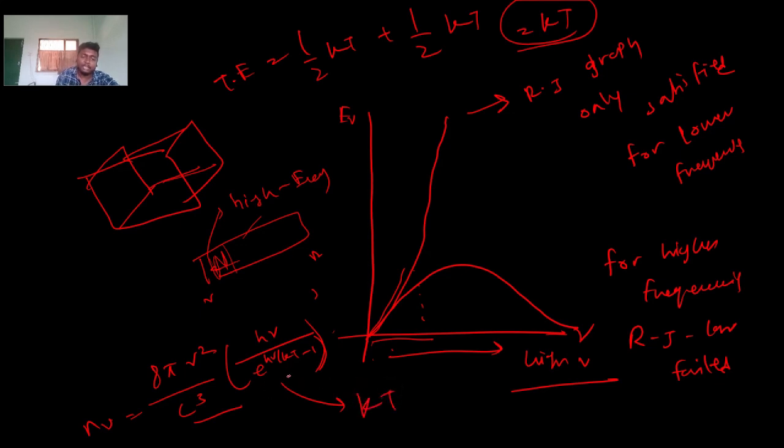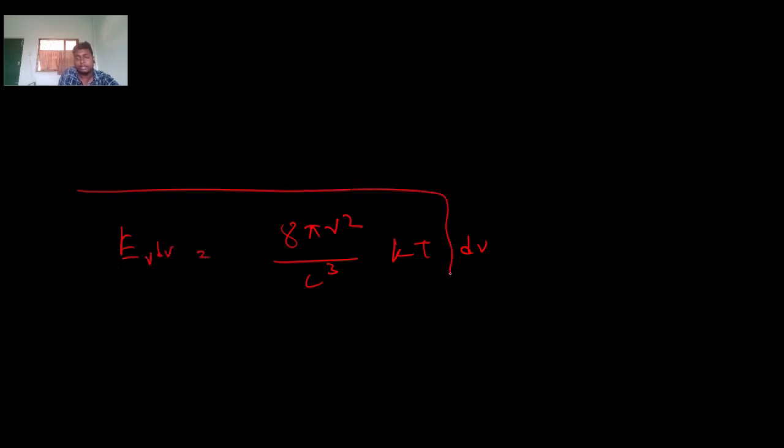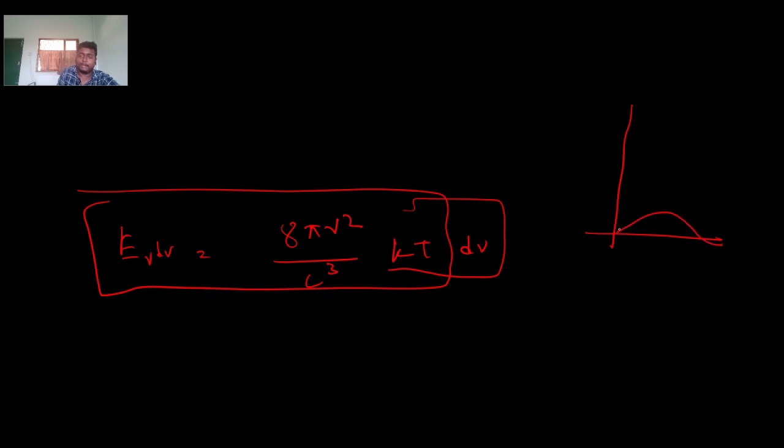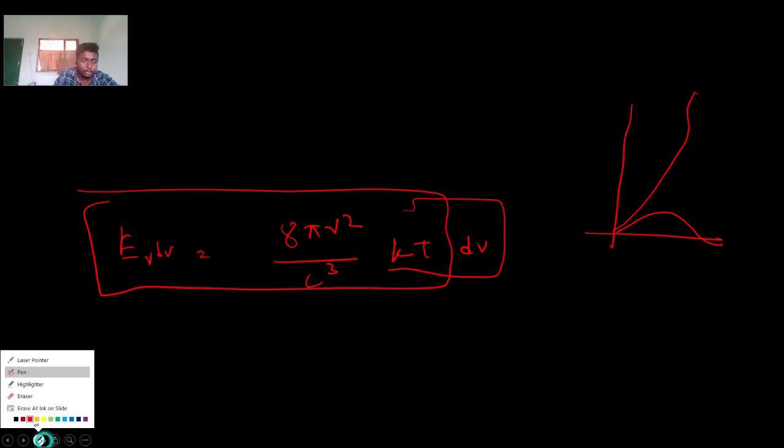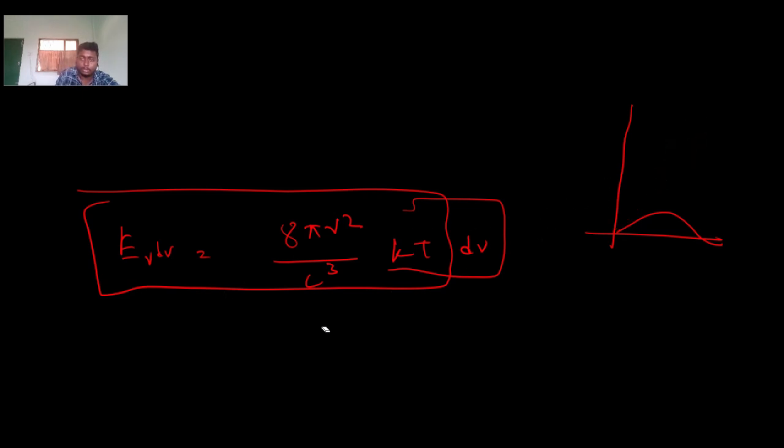Rayleigh-Jeans' criteria had the term kT here. So for him the expression was 8 pi nu square by c cube into kT, d nu. This was the energy density, which was just coined by Rayleigh-Jeans, and this didn't match the experimental graph. It went like this, sorry, my diagram is not that good. It just went like this, and it never came towards the lowering part. That means for higher frequencies it didn't work out.